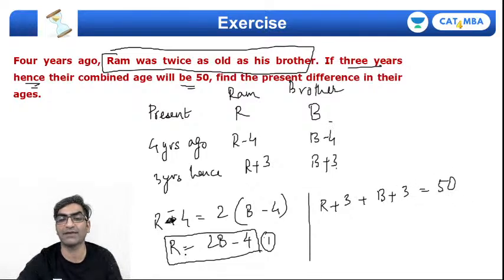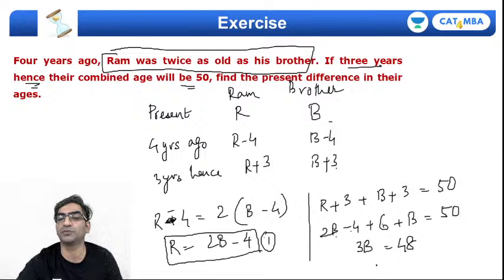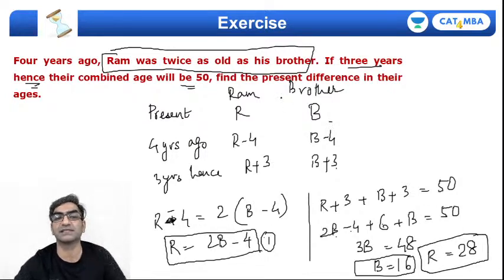Now from here, let's substitute the value of R. 2B minus 4 plus 6 plus B equals 50. What will this give? 2B plus B is 3B. 6 minus 4 is 2. The 2 goes to the other side. 50 minus 2 is 48. Which means I'll get B as 16. And the moment I have B as 16, what is R? 2 times 16, 32. 32 minus 4, 28. R is 28. So what is the difference of their ages at present? The difference is going to be R minus B. 28 minus 16, that's 12 years.